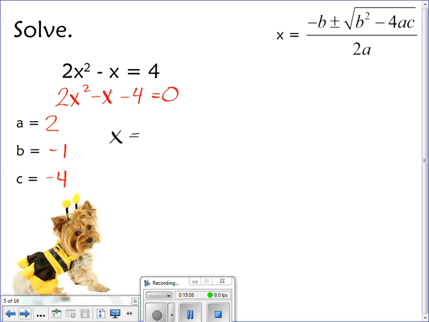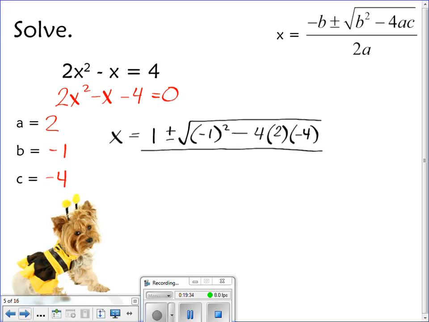All right, so x equals, we're going to actually plug stuff in now. Negative b would be what? 1 plus or minus square root, write it all down, b squared, so you're going to write in parentheses -1 squared, minus 4, parenthesis, my a is 2, parenthesis, my c, -4, all over 2 times my a, which is 2.